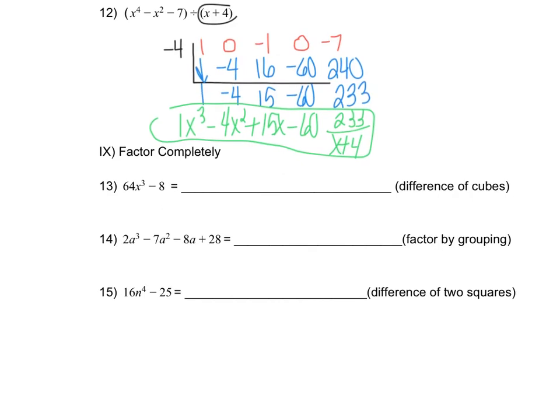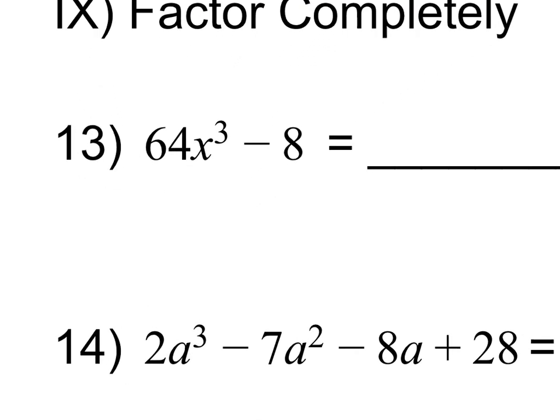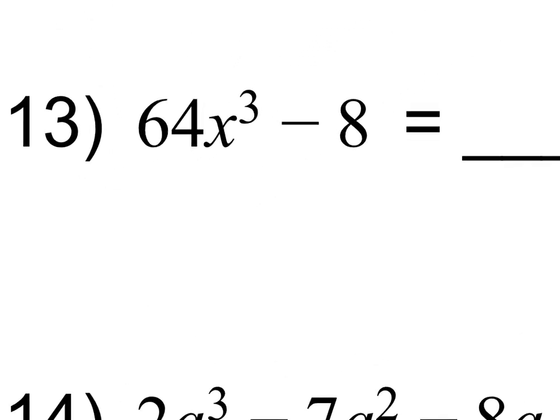All right, kind of gave you some hints over here on the right-hand side. These hints will not be on the test. Okay, it's not going to tell you how to actually factor it. So we're going to start by the first one here, question 13. And we have 64x to the 3rd minus 8. That's a difference of 2 cubes.